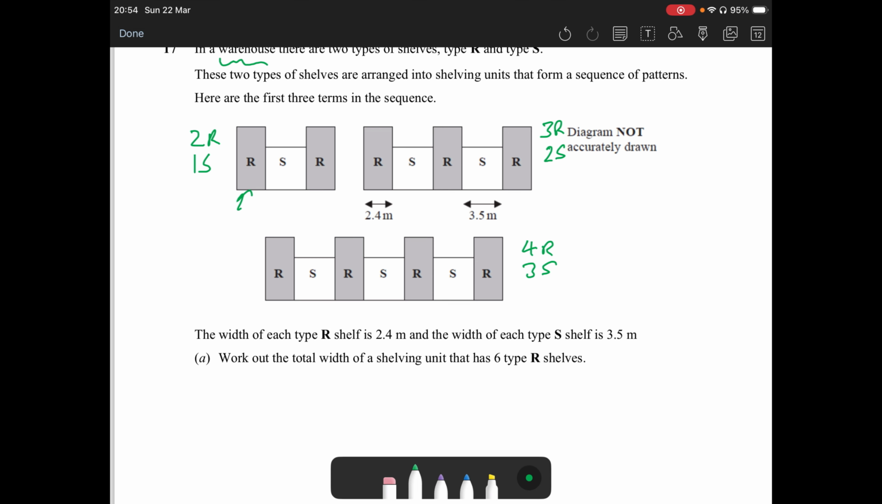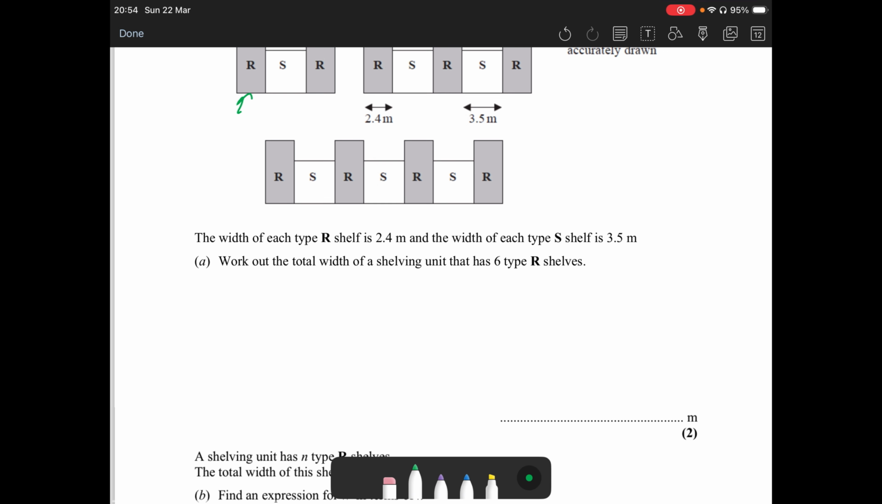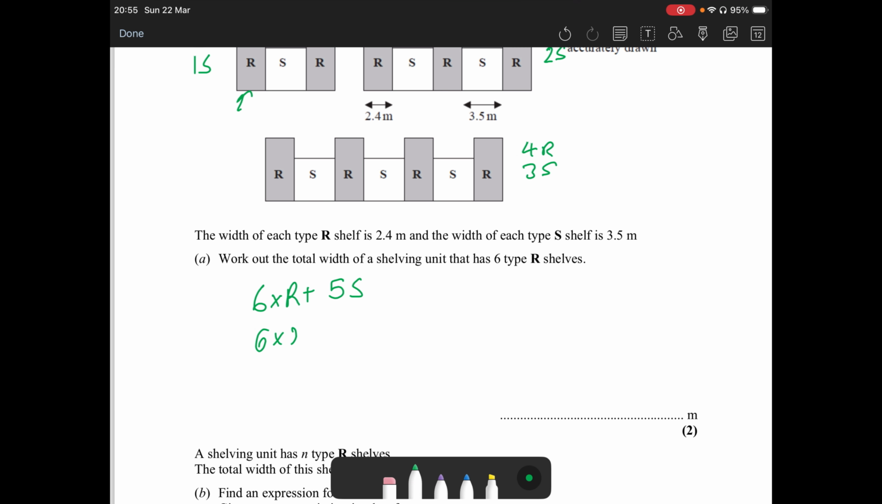So, work out the width of a 6R shelf. To build 6 R's you'd have to do 6 R's, and obviously in between the gaps you'd need 5 S's. So what is it? 6 lots of 2.4 plus 5 lots of 3.5. Simple calculator work, really. 6 times 2.4 plus 5 times 3.5. I'm getting 31.9. Can I get a 31.9?